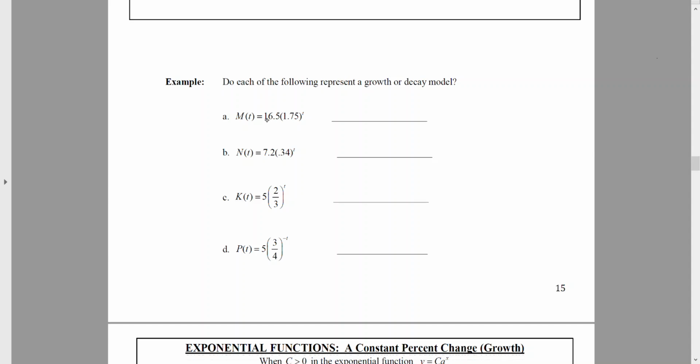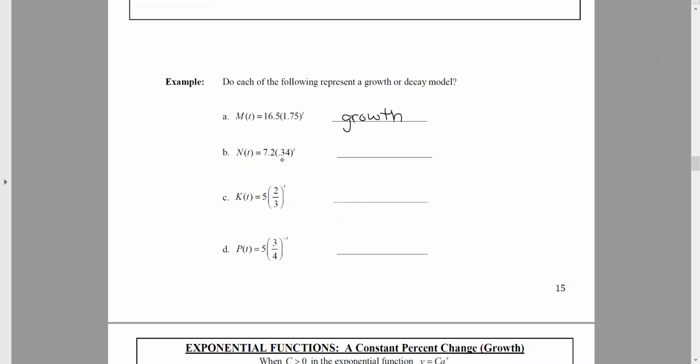So I can tell what my initial amount is going to be. It's 16.5. That's my y-intercept, or my initial amount. But the number here, that 1.75 raised to the t power, as t increases by 1 unit, my initial value is going to increase. We're multiplying it by 1.75. Since that a value is greater than 1, we're looking at a growth model. As we increase our value of t, this number is bigger than 1, so M of t is going to be increasing.